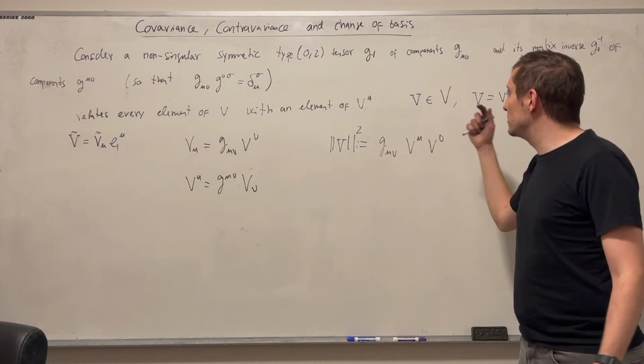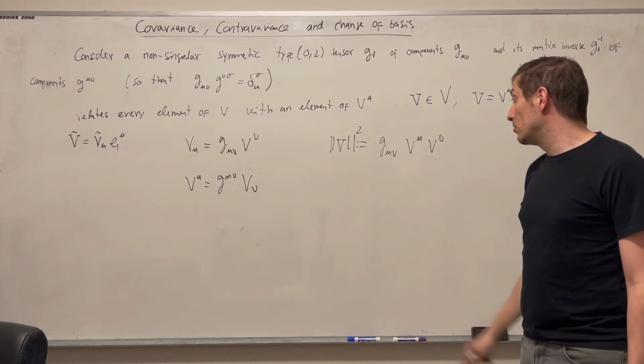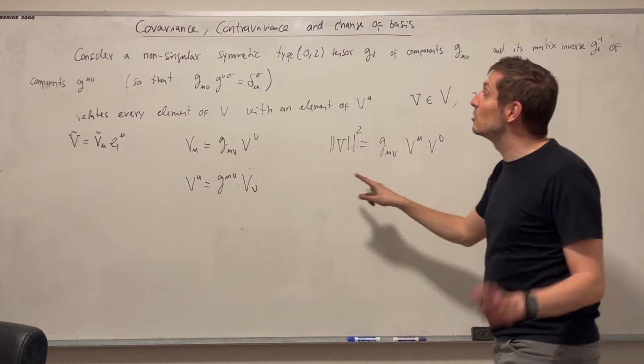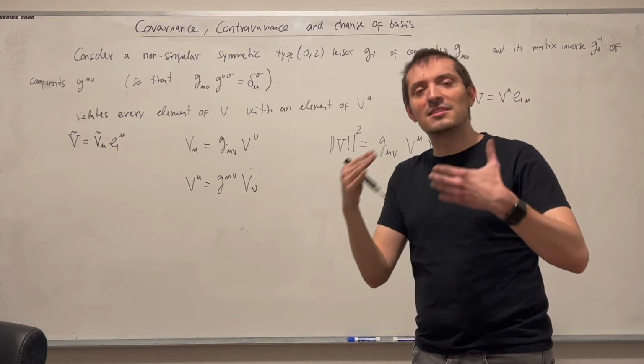The square of the norm is the square of the components summed, right? Although this G mu nu again only needs to be non-singular and symmetric. It doesn't have to be the identity. And we will discuss why, right?